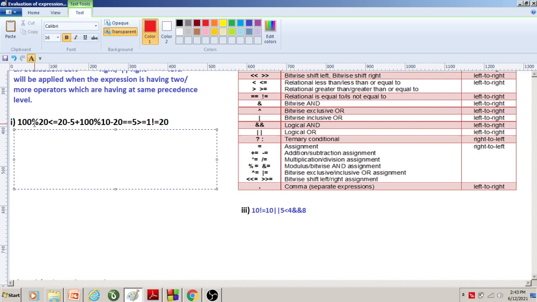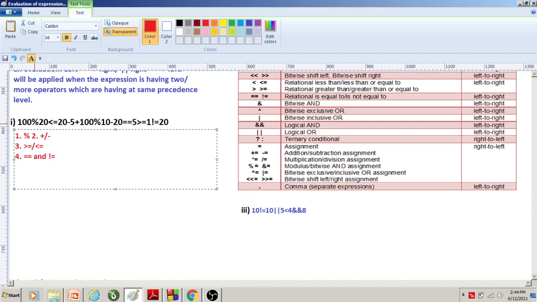So if we look at all these operators, the first priority is given to percentage, the second priority goes to addition or subtraction operator, the third priority goes to greater than or equal to or less than or equal to sign, and the last priority is given to double equal to, that is the equality operator, and the not equal to operator.